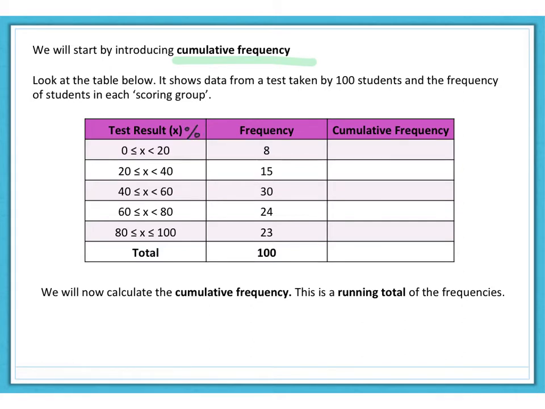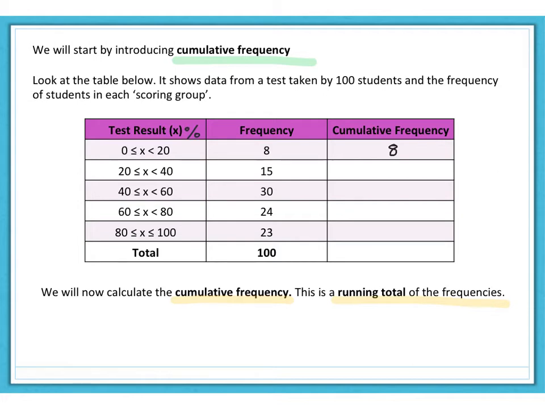And we can see, for instance, there are 8 students who scored between 0 and 20%, not including 20% itself. Now, we're going to calculate the cumulative frequency. This is a running total of the frequencies. So, for instance, here the first cumulative frequency is 8, because we are only looking at the 8 students who scored between 0 and 20%.